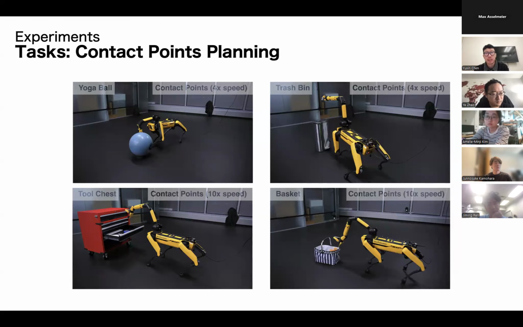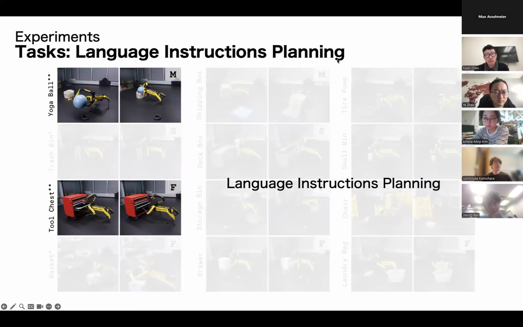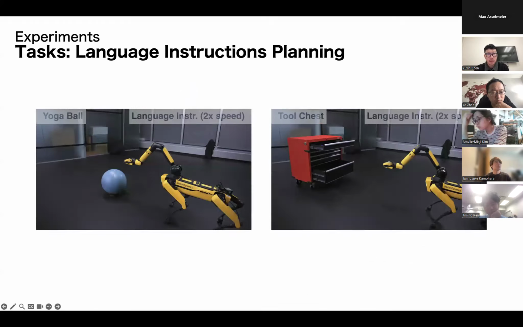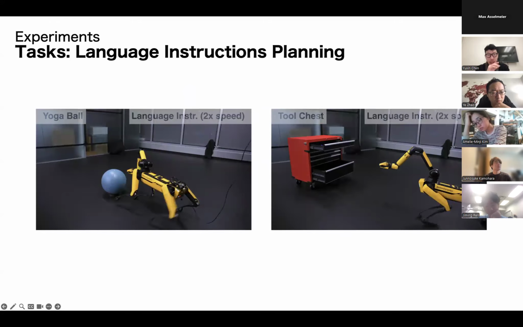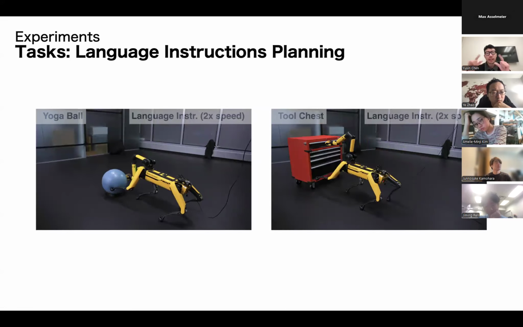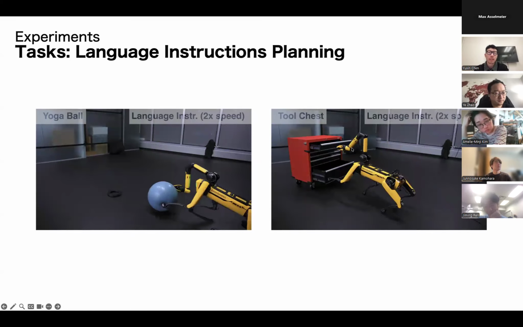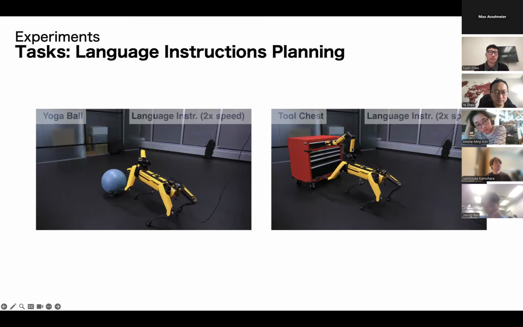And we also tried the fully autonomous version, which is the language instruction planning. We just used ChatGPT 4.0 to do the fully automatic execution on the yoga ball task and also the tool chest task. So in this case, everything is automated. We just provide an initial image and a text prompt, and it can do this task. Here, it tries to use both arm and leg to close 2 drawers of the chest.